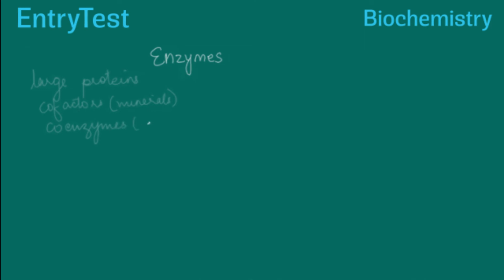which are vitamins. Now, to explain enzymes, there were two models that were introduced. Initially, the model that was brought forward was the lock and key model, but it became outdated, and the new model was the induced fit model. So let's see what happens in each one of them.